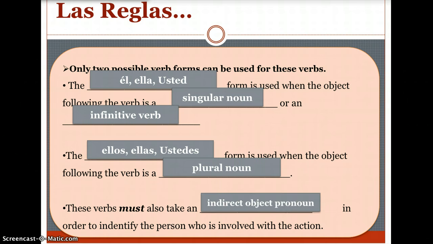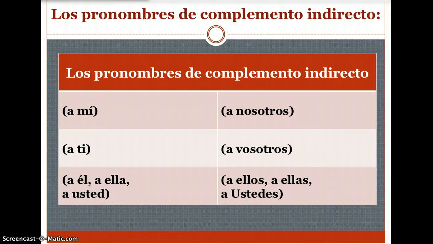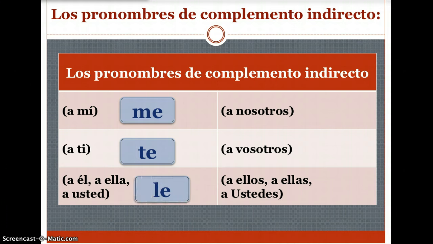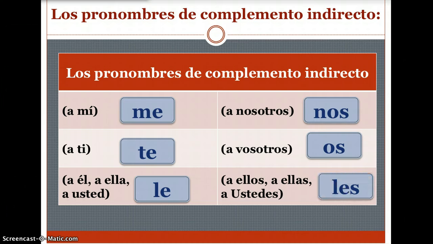These verbs must also take an indirect object pronoun, or IDOP, in order to identify the person who is involved with the action. All of that will make more sense in just a second. So, what are our IDOPs, indirect object pronouns, or los pronombres de complemento indirecto? A mí, me, a ti, te, a él, a ella, a usted, le, a nosotros, nos, a vosotros, os, a ellos, a ellas, a ustedes, les. So your IDOPs are me, te, le, nos, os, les.